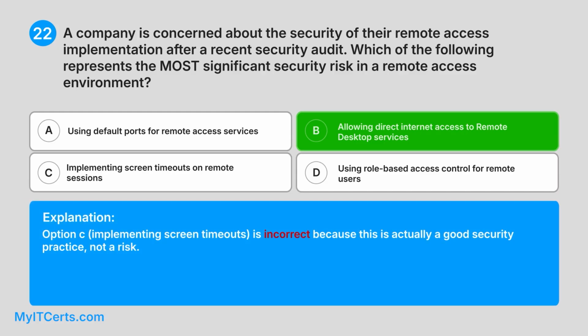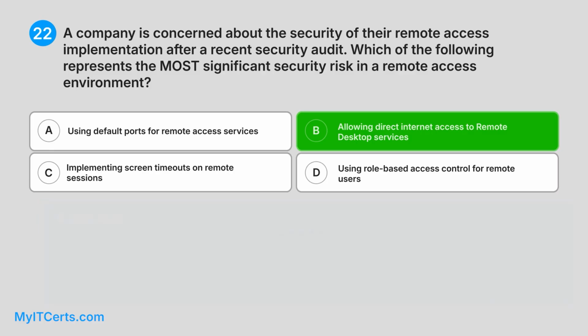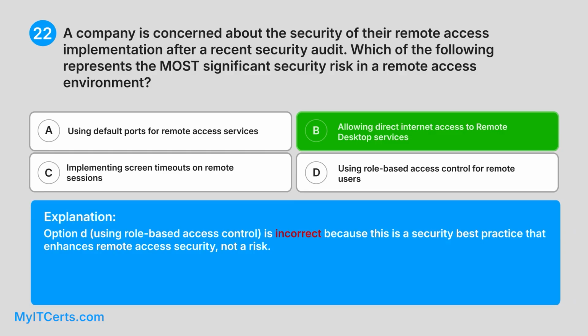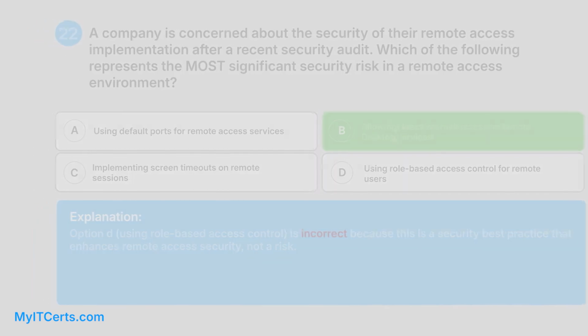Option C, implementing screen timeouts on remote sessions, is incorrect because this is actually a good security practice, not a risk. Option D, using role-based access control for remote users, is incorrect because this is a security best practice that enhances remote access security, not a risk.